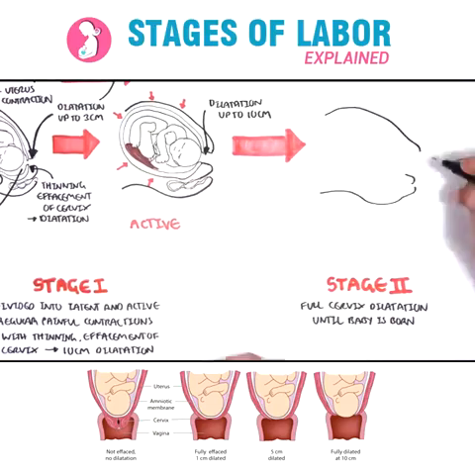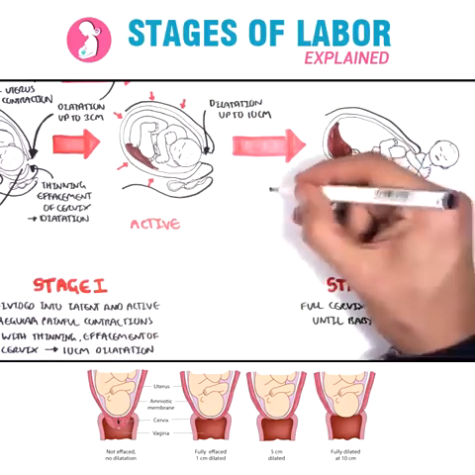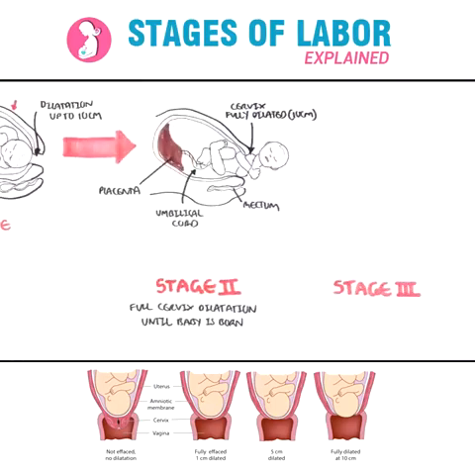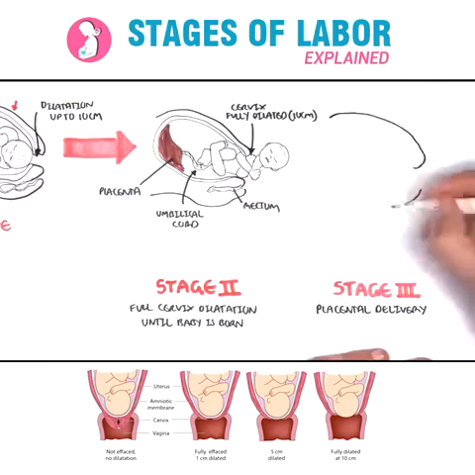Basically, in stage 2 of labor, this is where the mother is delivered of the baby. Here is the umbilical cord. Here is the placenta, and here is the rectum of the mother. And here you have a fully dilated cervix, which is about 10 centimeters in diameter. During this time, the uterus is still having regular painful contractions. Once the baby is born, the labor will then enter stage 3. Stage 3 of labor is essentially the delivery of the placenta.